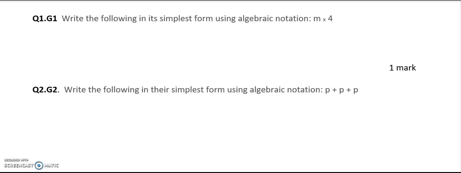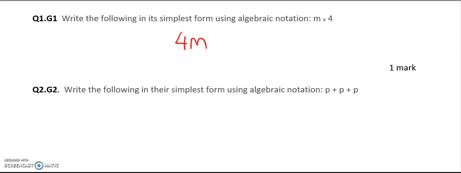Progress check 3.1 Algebra. Question number 1. Write the following in its simplest form using algebraic notation. M times 4. So there are m lots of 4 or 4 lots of m. So we put the number first and then the letters. So it's 4 lots of m, and the shortest form is 4m.